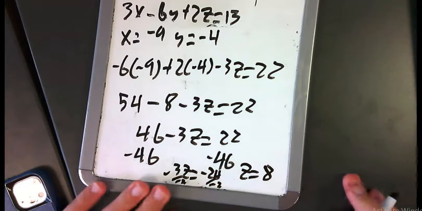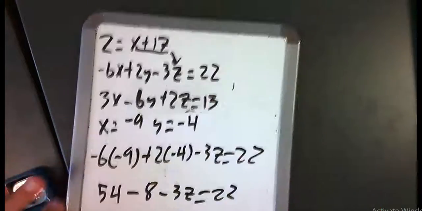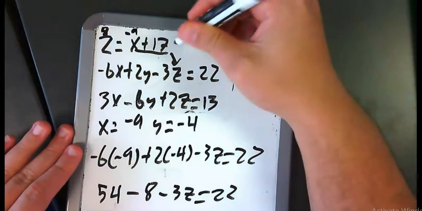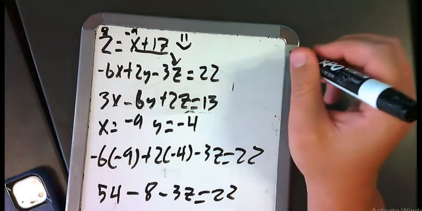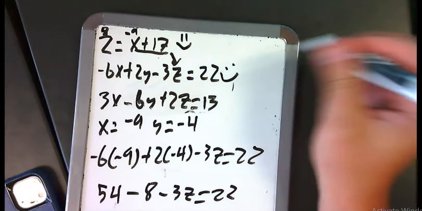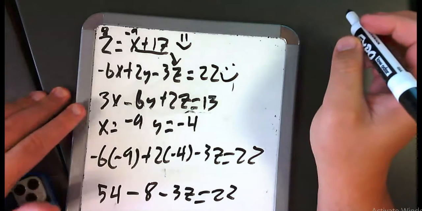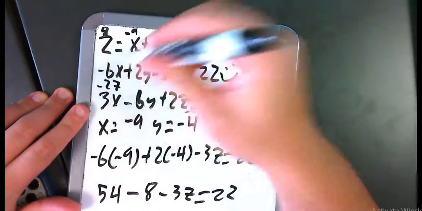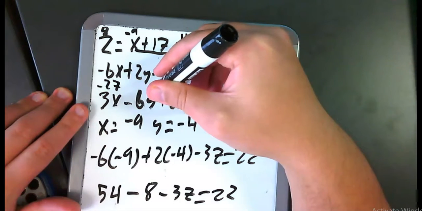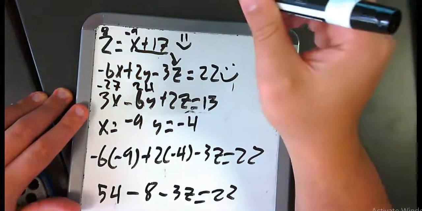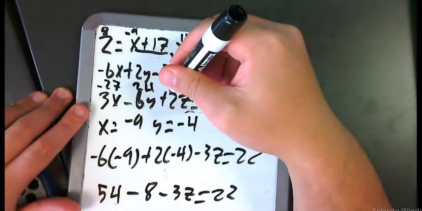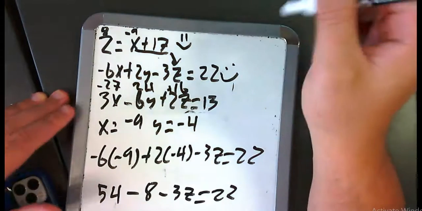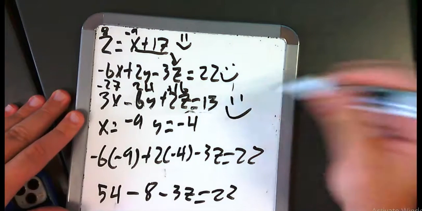Okay, let's see if those work for the other two. So if we do it up here, we have negative 9 plus 17 equals 8. So that's a smiley face. We did it for this one, so we know that works. And then here what we should have is negative 9 times 3 is negative 27, plus 24 and plus 16. So 24 plus 16 is 40, minus 27 equals 13. So that also works as well.